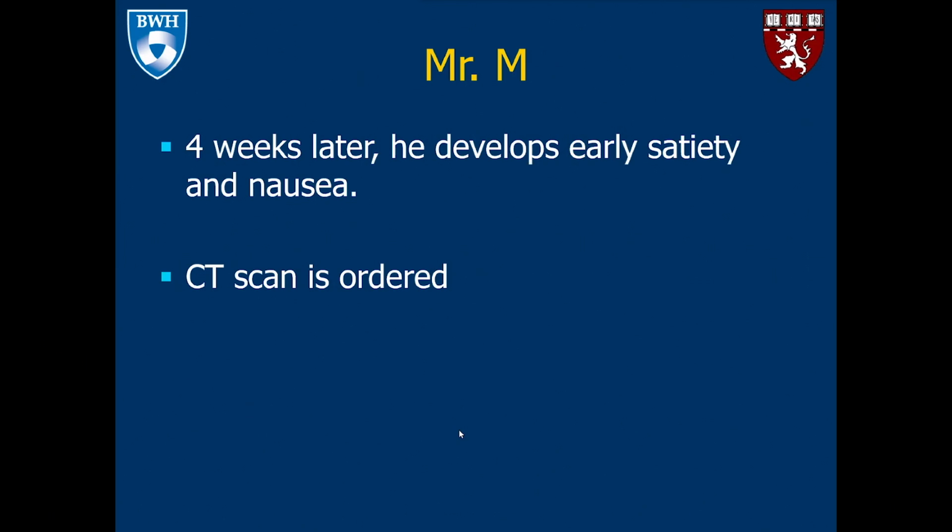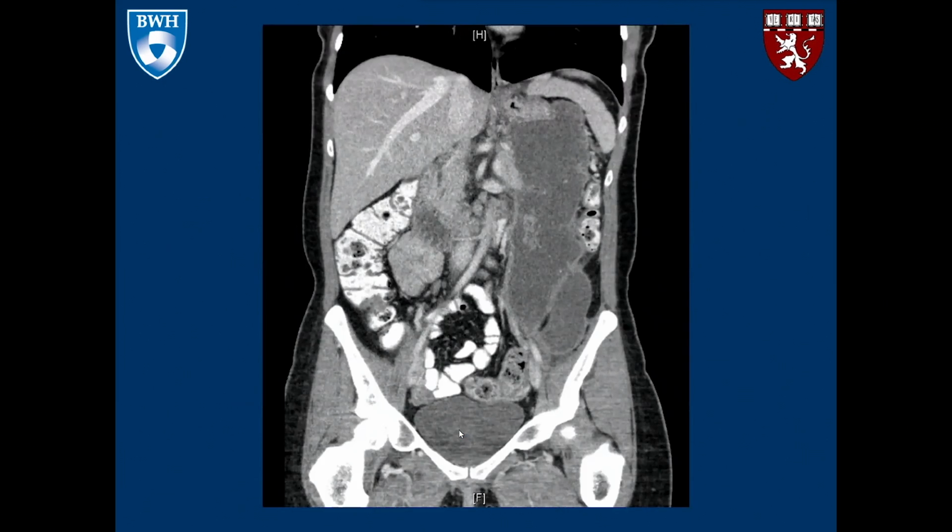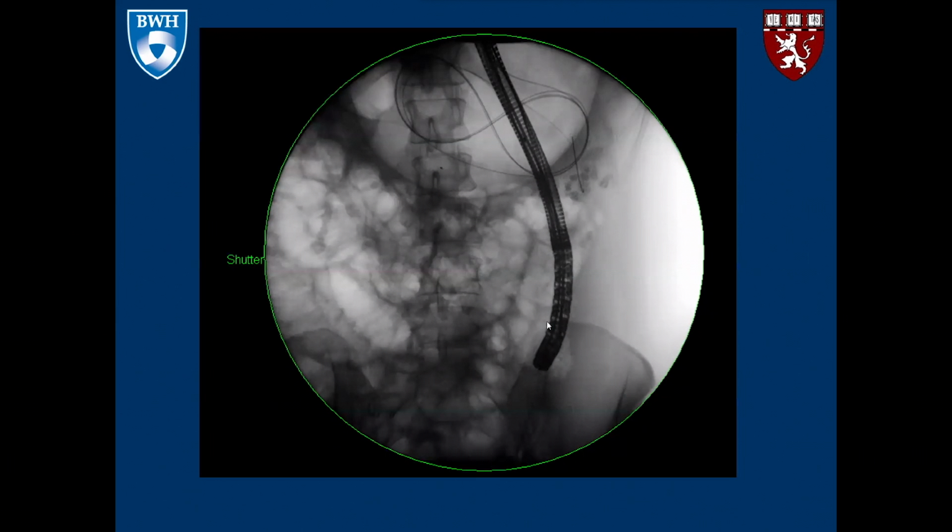So 4 weeks later, he develops early satiety and nausea, and another CT scan is ordered. This is what we see now. So we can see 4 weeks later, he does have this walled-off necrotic collection, and this is something that's amenable to endoscopic intervention.